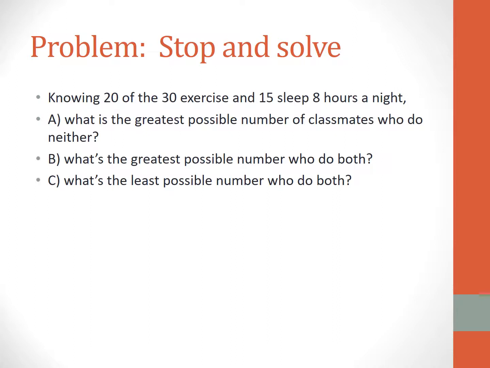So here's a problem to stop and solve. We're still going with that class of 30, 20 of them exercise, 15 of them sleep 8 hours or more. So A, what's the greatest possible number of classmates who don't do either one of these good healthy habits? B, what's the greatest possible number who do both? C, what's the least possible number who do both? The easiest of these questions is probably B, if you want to do that one first. So again, stop the presentation and give this a try.